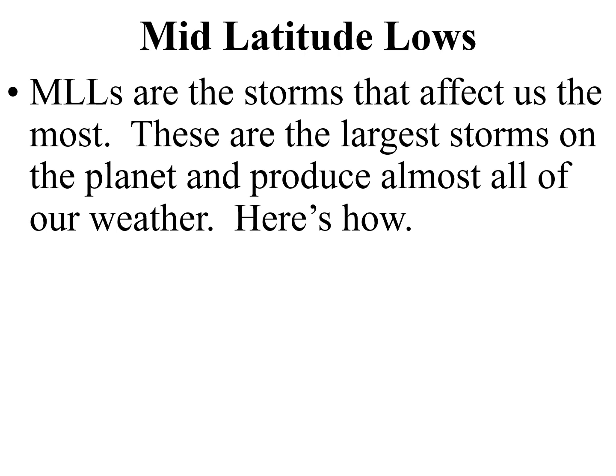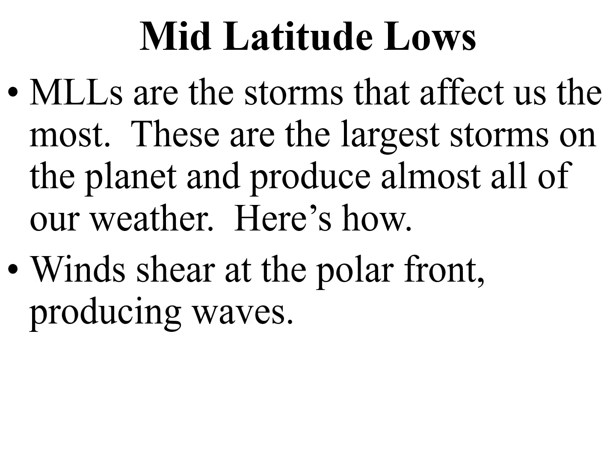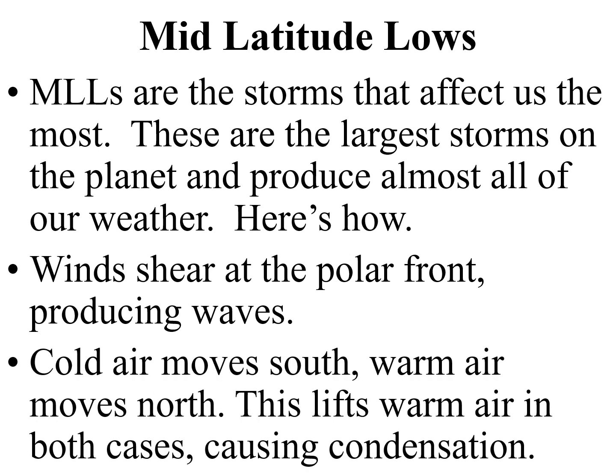Mid-latitude lows are the storms that affect us the most. These are the largest storms on our planet and produce almost all of our weather, and we can understand it. So here's how. Winds shear at the polar front, producing waves. That's just winds moving in different directions. That'll produce waves. Cold air moves south, warm air moves north. This lifts warm air in both cases, causing condensation.